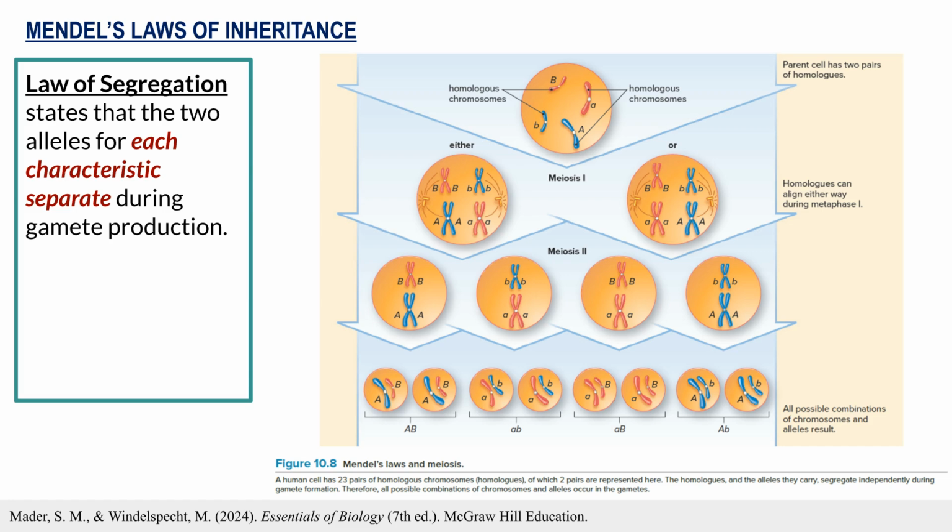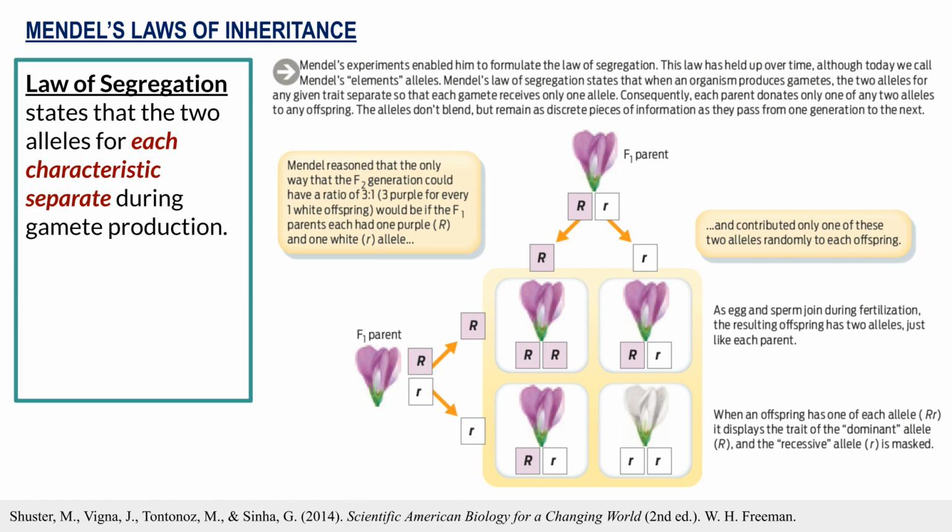The law of segregation states that an organism has two alleles for each trait, and these alleles separate during gamete formation. This separation occurs during meiosis, so each gamete receives only one allele for a trait. When fertilization happens, the offspring receives one allele from each parent, restoring the pair. Mendel discovered this by observing that traits that disappeared in one generation could reappear in the next, showing that alleles do not blend but remain separate units of information.